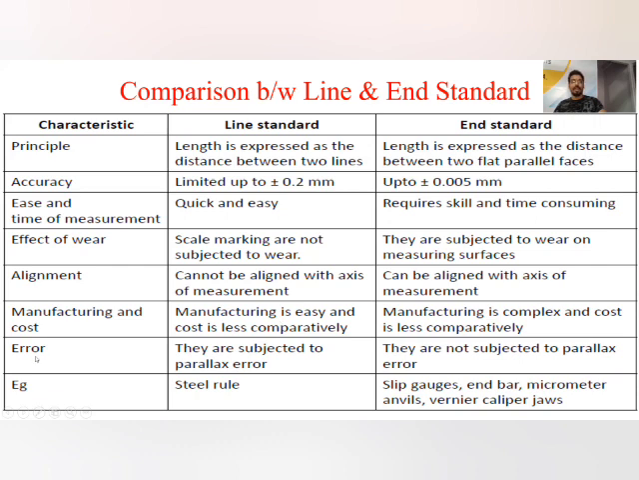Next is error. As I have already told you, line standards are subjected to parallax error, but end standards are not subjected to parallax error. Examples of line standard are steel rule, and examples of end standard are slip gauges, end bar, micrometer anvil, vernier caliper jaws. So this topic, line standard and end standard, is completed, and from the next lecture we will discuss linear measurement. Thank you so much.